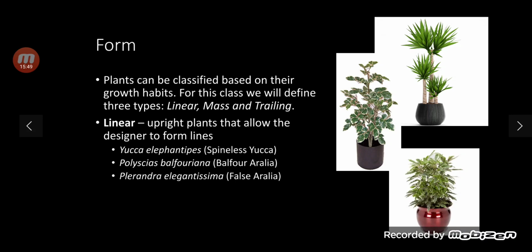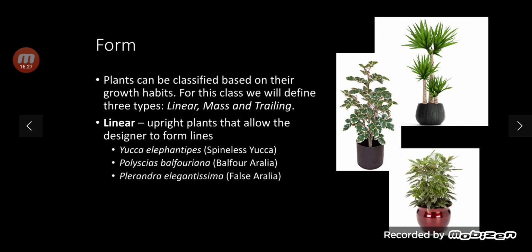Form. Plants can be classified based on their growth habits. For this class, we will define three types: linear, mass, and trailing. Linear: upright plants that allow the designer to form lines. Yucca elephantipes, spineless yucca. Polyscias balfouriana, Balfour aralia.